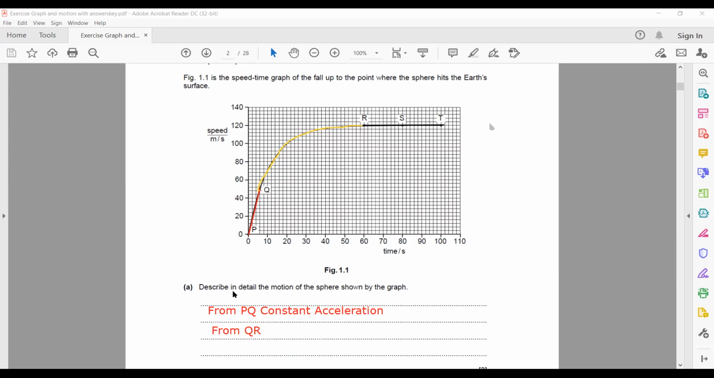From position Q to position R, what is happening? Yeah, it is accelerating, but what happened to acceleration? Is it increasing, decreasing? It's a speed time graph and the slope is decreasing. And it is the curve, the angle is decreasing.